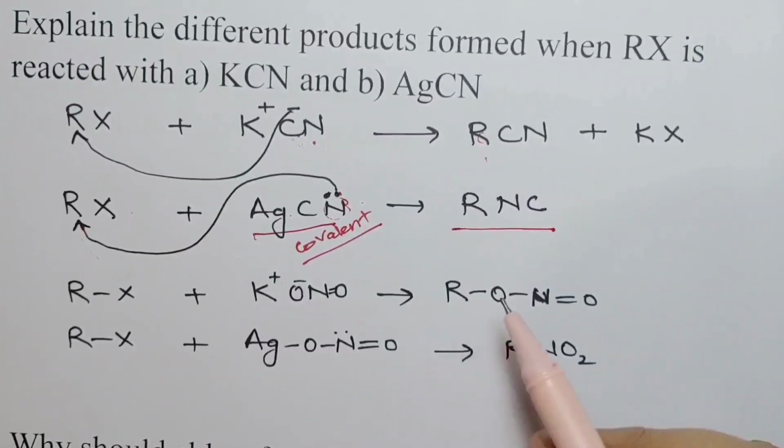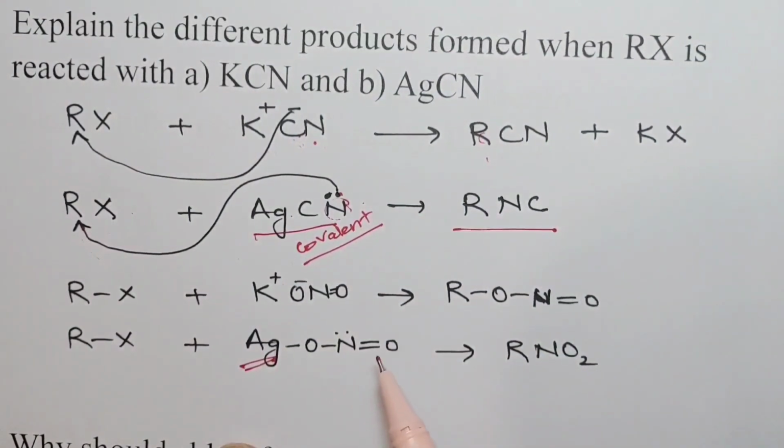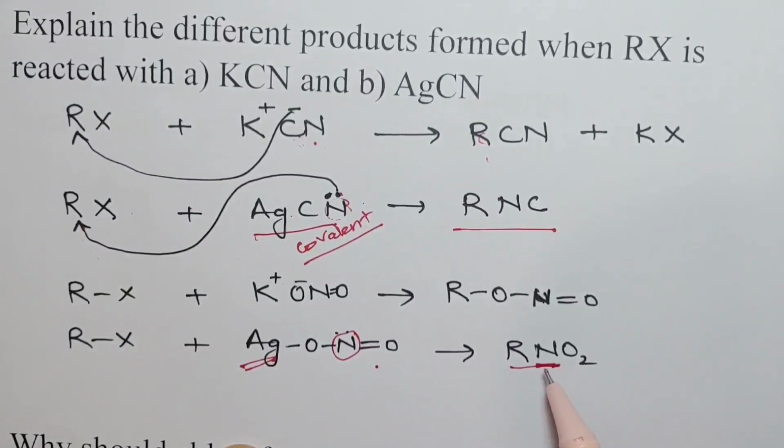You can remember this the following way also. Whenever there is a silver compound, being covalent, only nitrogen would be able to attack. So in the case of silver compounds, the attack would always be from nitrogen, and nitrogen would be joined with the carbon of the alkyl group.